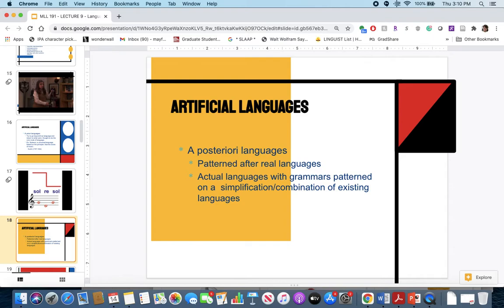And the other way in which an artificial language can be created is a posteriori language, which is patterned after a real language, but they edit or modify it in a way that simplifies it. Because the truth of the matter is, real languages are very complicated. English is very complicated. And so, if you want to get rid of the hegemony of English, one of the ways that you could do that is by creating a language that could be considered a worldly tongue, that everyone has the ability to learn instead of English, right?